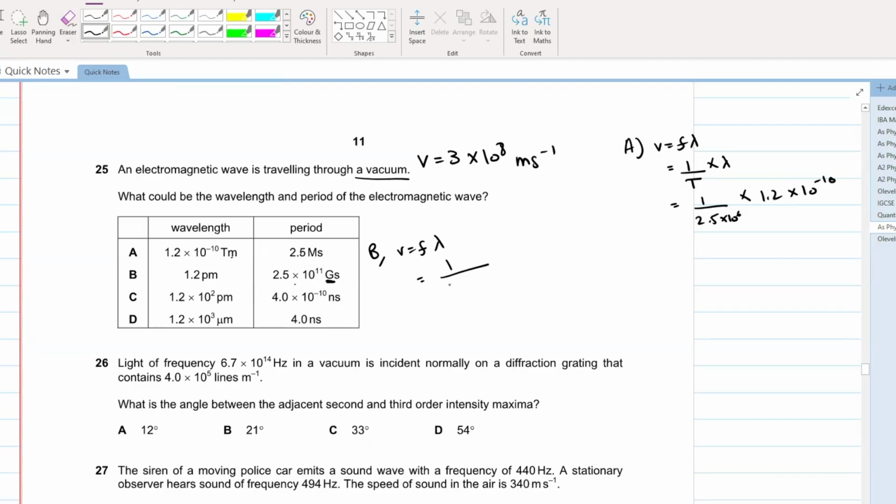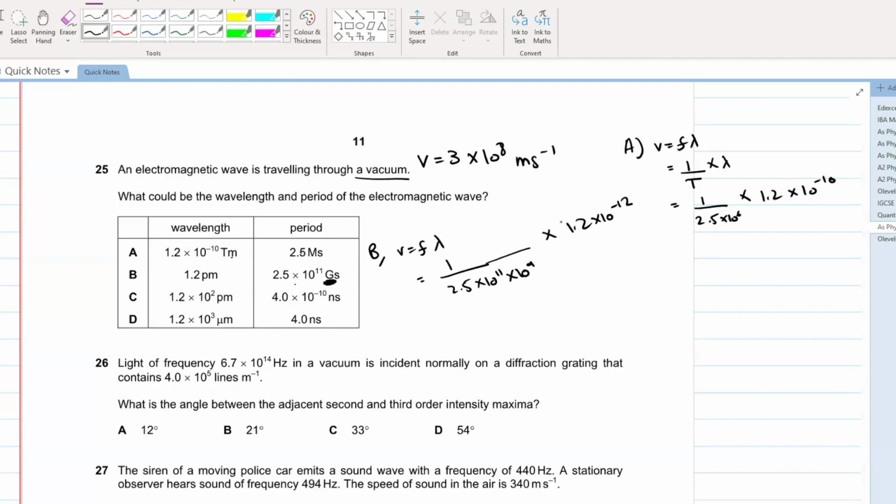This number is 2.5 into 10 to the power of 11, and then this giga is written. Then beta, giga is also written, so what will you do? You will further multiply by 10 to the power of 9. This is your time period multiplied by wavelength, that is 1.2 into 10 to the power of minus 12. I think this can be my answer. Let's try it out. Not sure about that, but let's try.